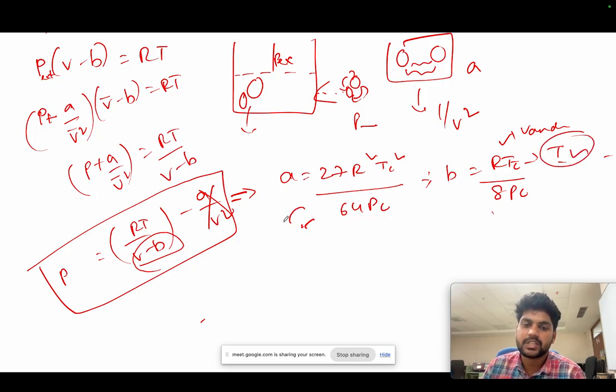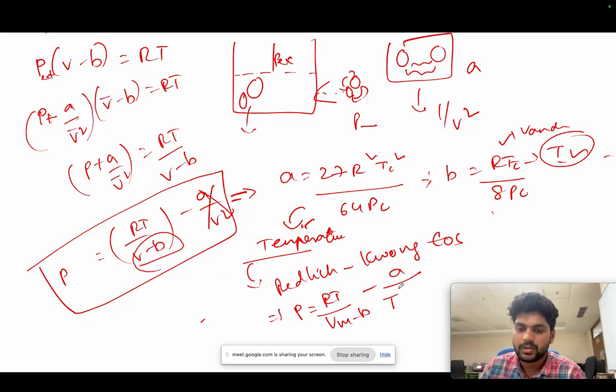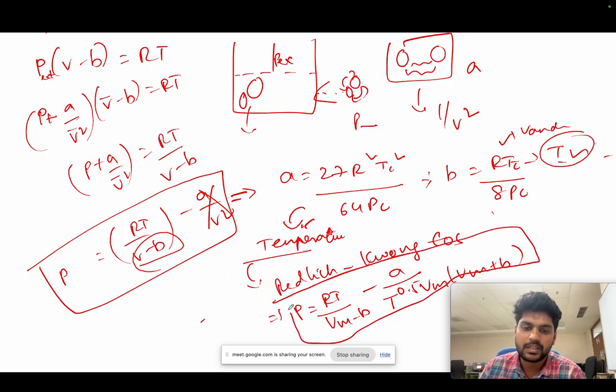So to bring the temperature effect, the Redlich-Kwong EOS made a new equation. It is simply an updated version of the van der Waals equation: RT by Vm minus B, minus A by T to the power of 0.5 times Vm by Vm plus B. So this is the equation.